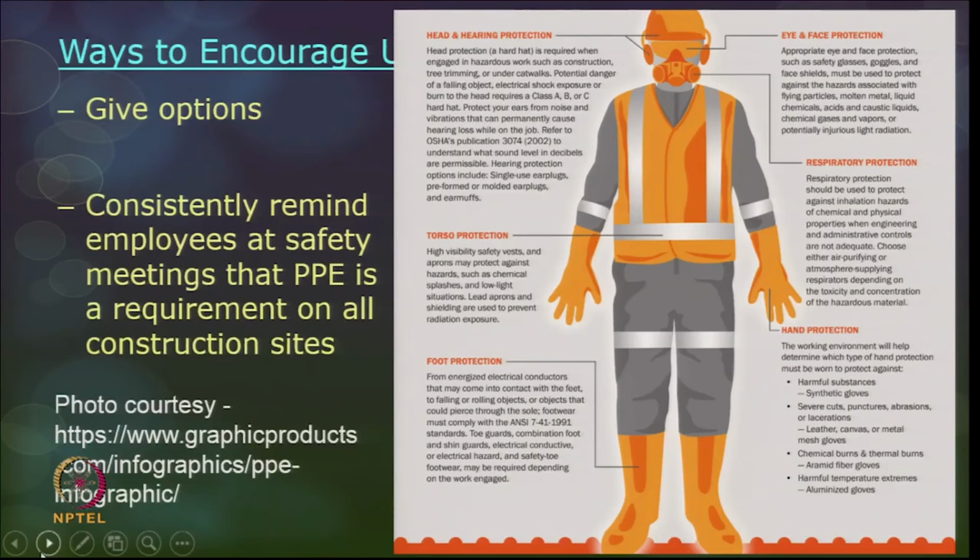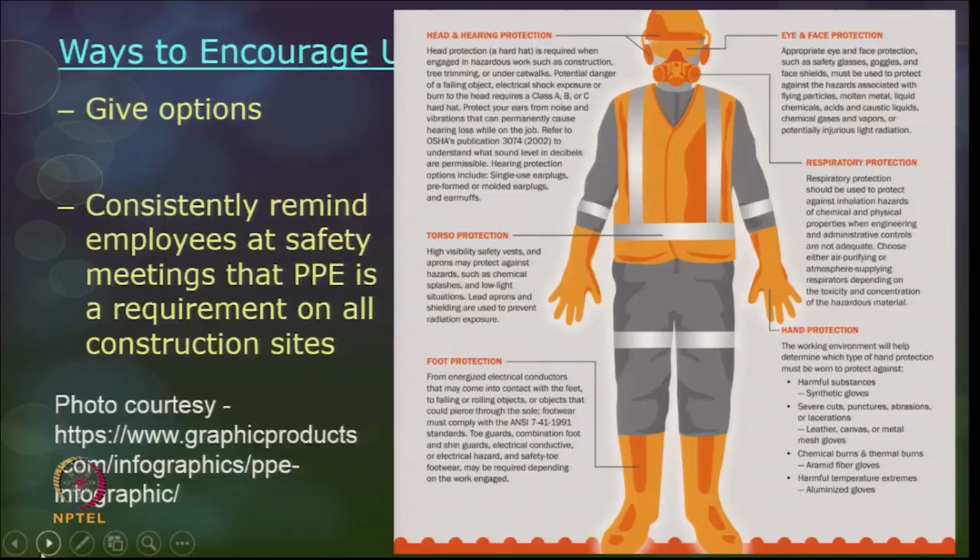Okay. So, wrapping up, these are the different types of PPEs available. So, you have to encourage the workers to use the PPEs. The way of encouragement is, do not give them the same color of cloth for an apron or something, so that it looks like a uniform. You can have a choice of colors, choice of designs. Even for eye protection, you can have a choice of different colors of spectacles and so on, so that the workers will be willing to come forward to use those based on their taste and the type which is required. And consistently remind the employees at safety meetings that PPE is a requirement on all construction sites.